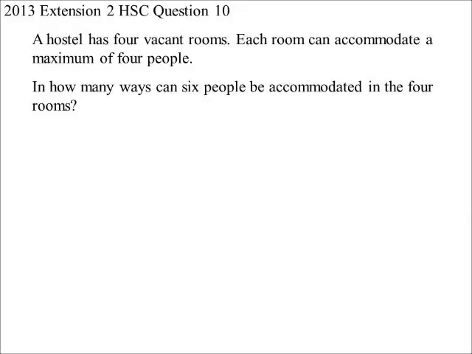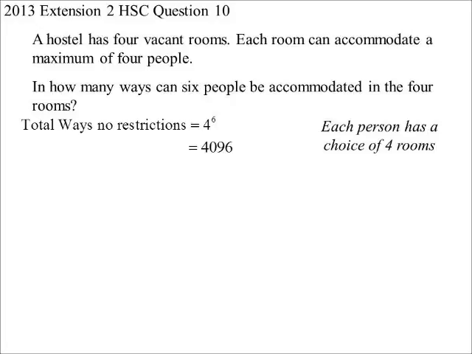2013 paper. Hostel's got 4 vacant rooms. Each room can fit a maximum of 4 people. How many ways can 6 people be put in the 4 rooms? 6 people go in the 4 rooms, maximum of 4 people in each one. So, well, if there was no restriction, it'd be 4 to the power of 6, because each person would come along and go, I'll go in that room. And then the next person would come along and go, I'll go in that room. And the next person would come along and go, I think I'll go in that room. Or 4 to the power of 6. That's if there was no restrictions. So that's the total number of ways.